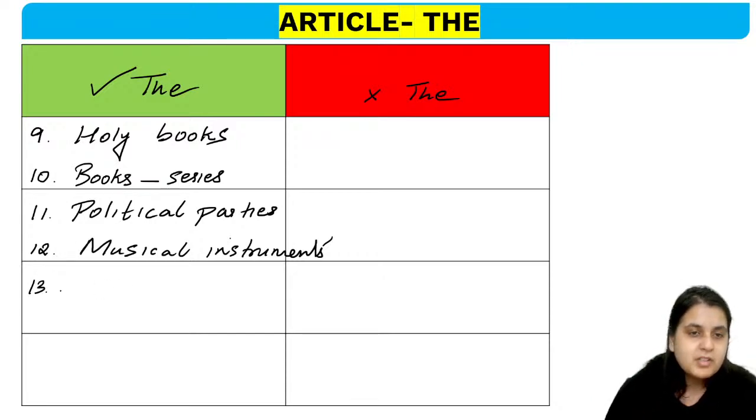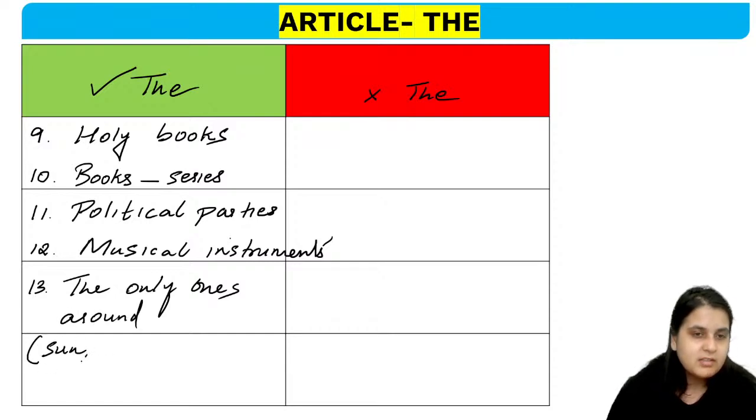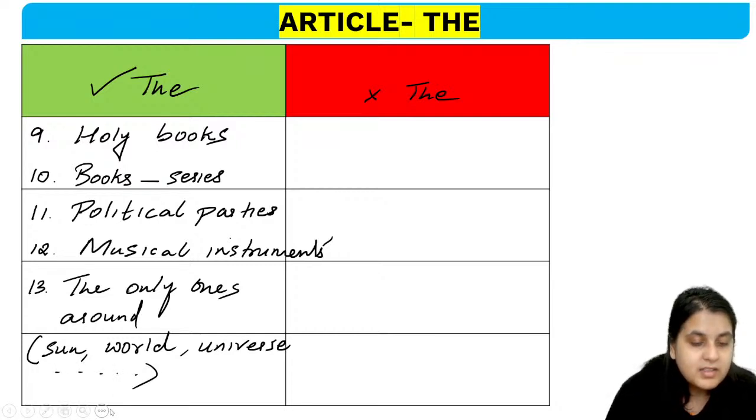You use the before the only ones around. When I say the only ones around, for example, the sun is shining. Then, for example, the world is a beautiful place to live in. ठीक है, तो sun, world, the universe is a mysterious place. So ऐसे we use the. Got it? Correct, guys?